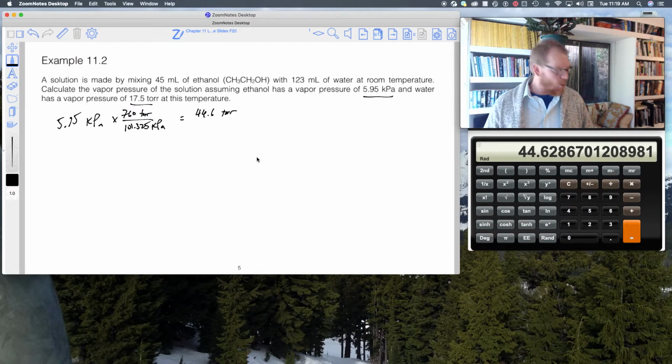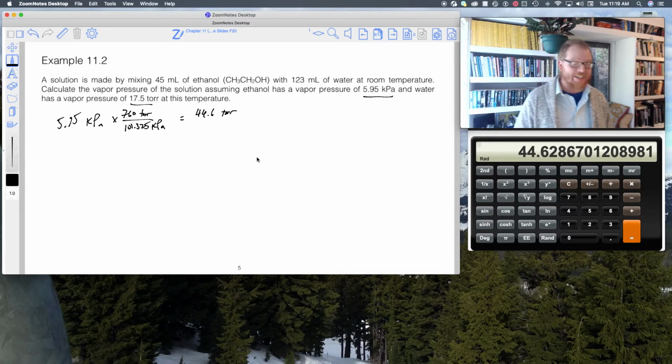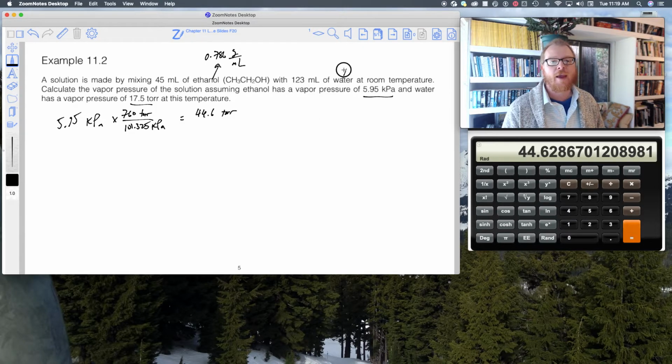Okay, so and let's see here. You know what's also missing is I didn't give you the density of ethanol. So that I would definitely have to give you. So the density of ethanol is, we'll use, I got 0.786 grams per milliliter, and we recognize the density of water is 1.00 grams per milliliter. Okay, so we'd have to have both densities of these liquids.